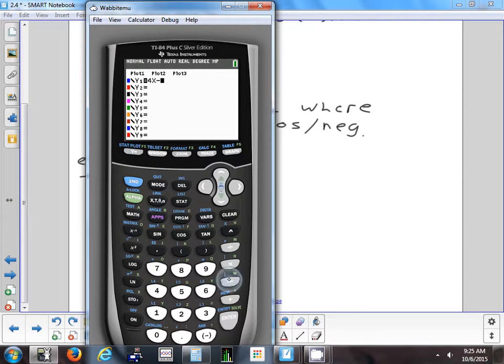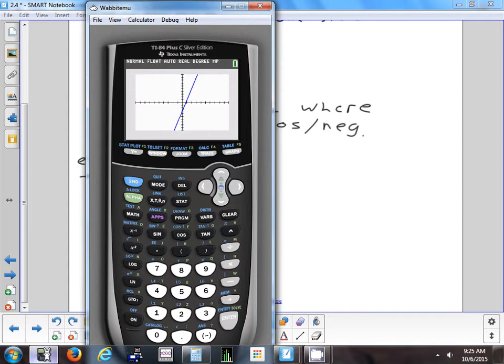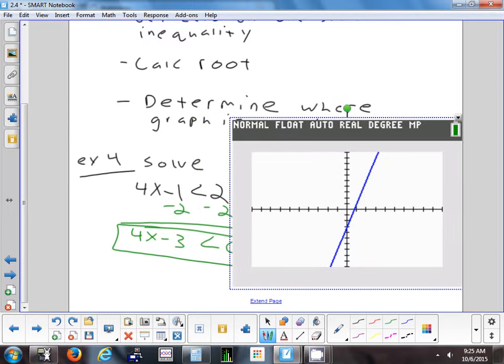Okay, if you've got a different window, I would just do zoom 6, get the standard window. And this time we're looking for where the graph is below 0. Where is it less than 0? Okay, so take a look at it. The graph is less than 0 in this section right here, which I just colored in red.